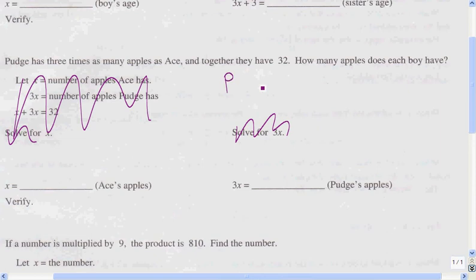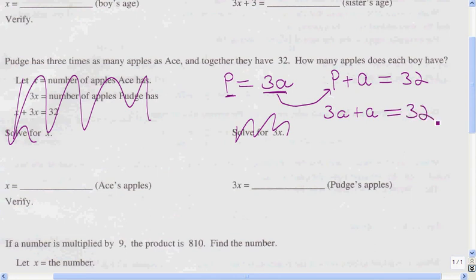So P for Pudge equals 3 times as many apples as AC. And together they have 32. So Pudge plus AC equals 32. And here we know that Pudge equals the same as 3 times AC. So since we need the same variable to solve the equation, we're going to substitute P for 3A, right here. Since P is the same as 3A, I'm going to write 3A plus A equals 32.